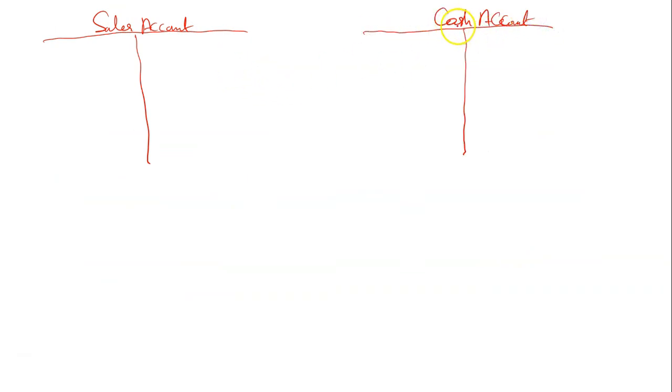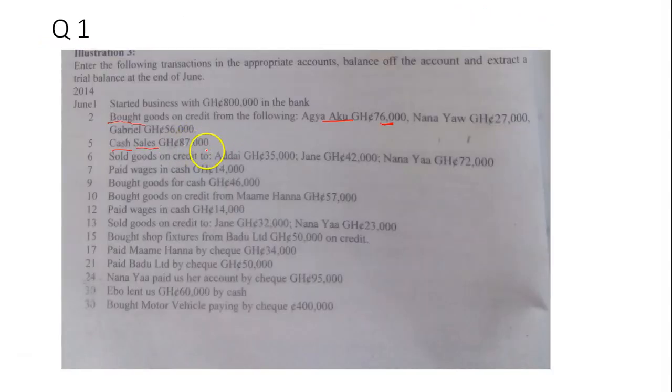Sales account and cash account. Okay. Now, 87,000. What is happening? You've made a sale of 87,000 and then you've received cash. It means your cash account is increasing. So because your cash account is increasing, we debit.